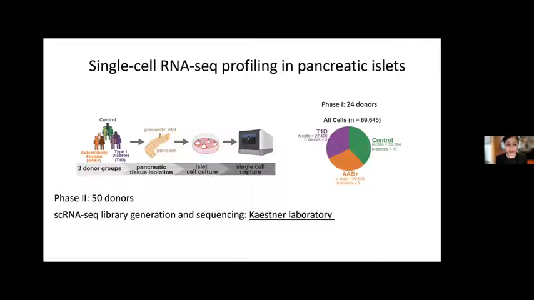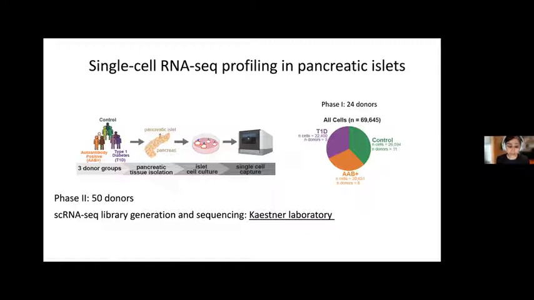A particular assay that has gained a lot of interest over the last few years because of technological advances is single-cell RNA-seq profiling. And as Klaus very nicely described in the beginning, the islets have been isolated and single-cell RNA-seq profiling has been performed across all the multiple donors that have been collected from the beginning in the Kaestner laboratories. As Klaus mentioned, every data set is deposited on PancDB immediately as it is generated.